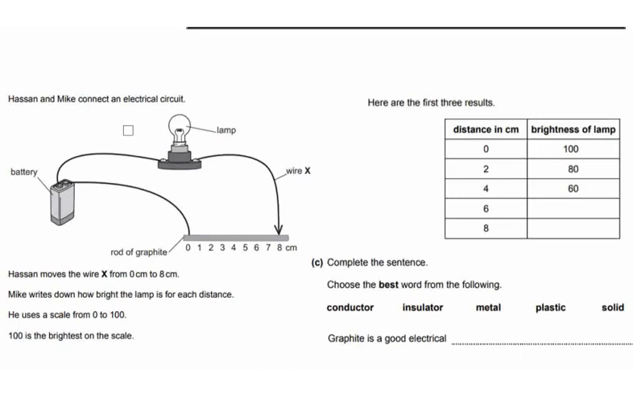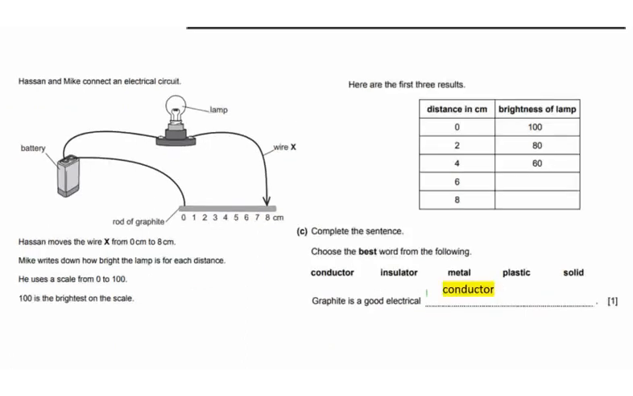Question C, with the same experiment done by Hassan and Mike. Complete the sentence. Choose the best word from the following: conductor, insulator, metal, plastic, solid. Graphite is a good electrical. 10 seconds from now. Graphite is a good electrical conductor.